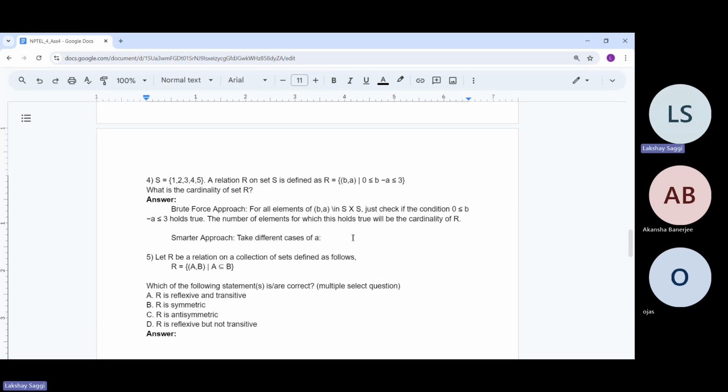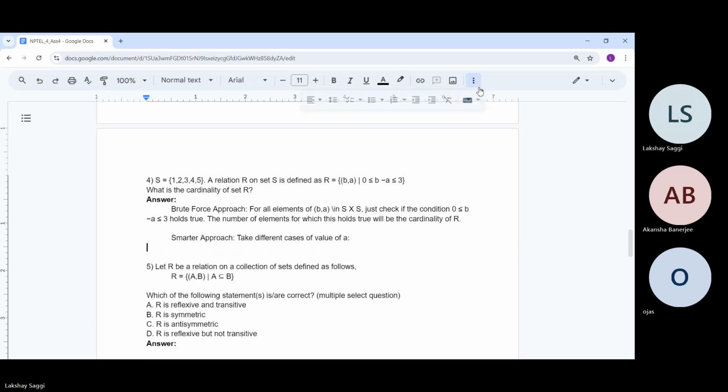What I mean is that the value of A would be a better term. We know that A can only take the values 1, 2, 3, 4, 5, right? So let's make all of those cases. The first case would be when A is equal to 1. A can only take the values 1, 2, 3, 4, 5.